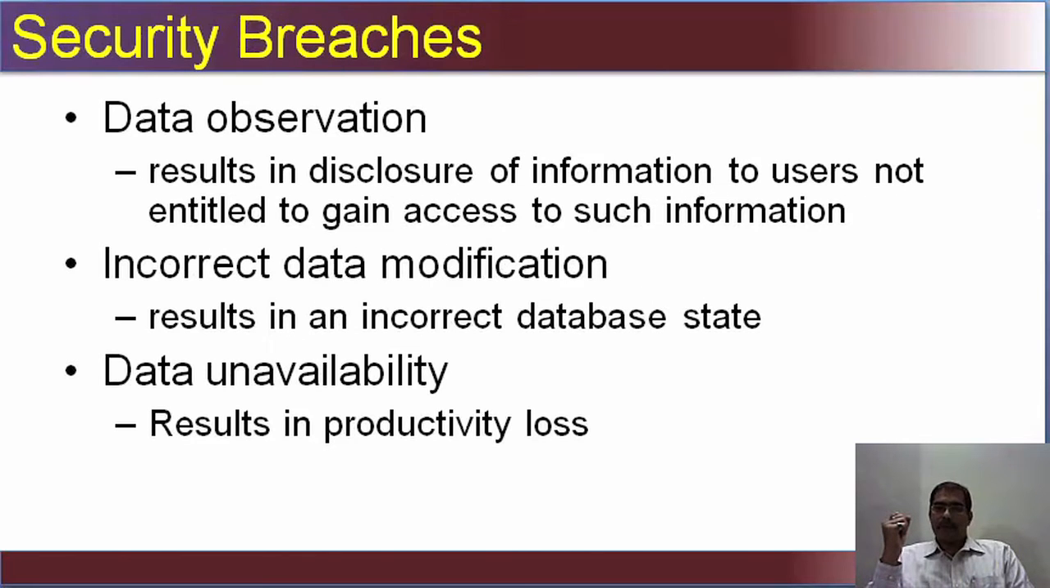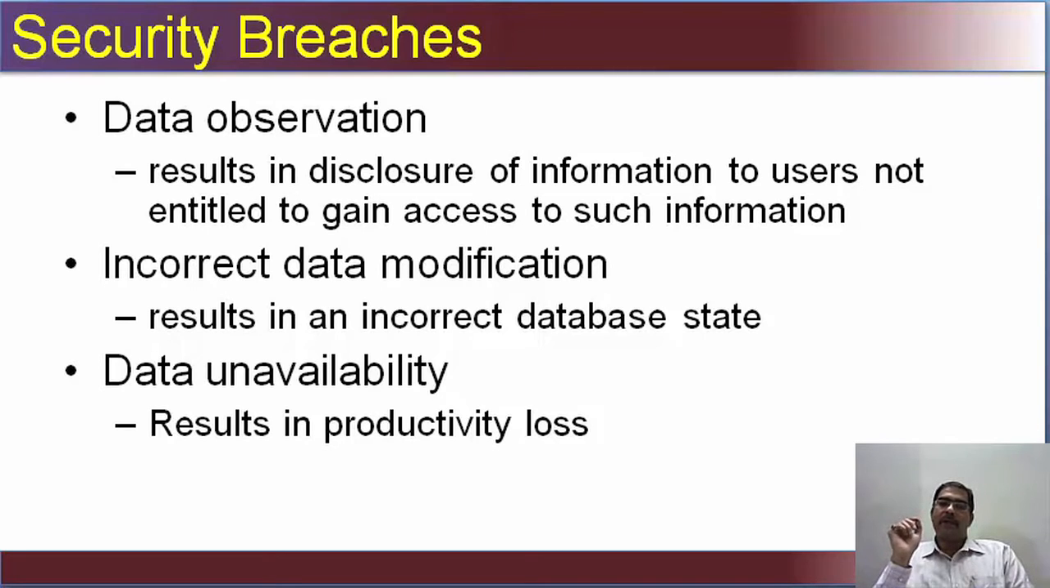Now breaches can happen in databases also. Data observation is one kind of breach where it results in disclosure of information to users who are not entitled to gain access to such information. For example, in some websites you have database errors cropping up which shows the version information, the database version number, maybe the path of the table where that particular record is stored. So data observation is one kind of a breach. So you manipulate the system to bring out data observation errors.